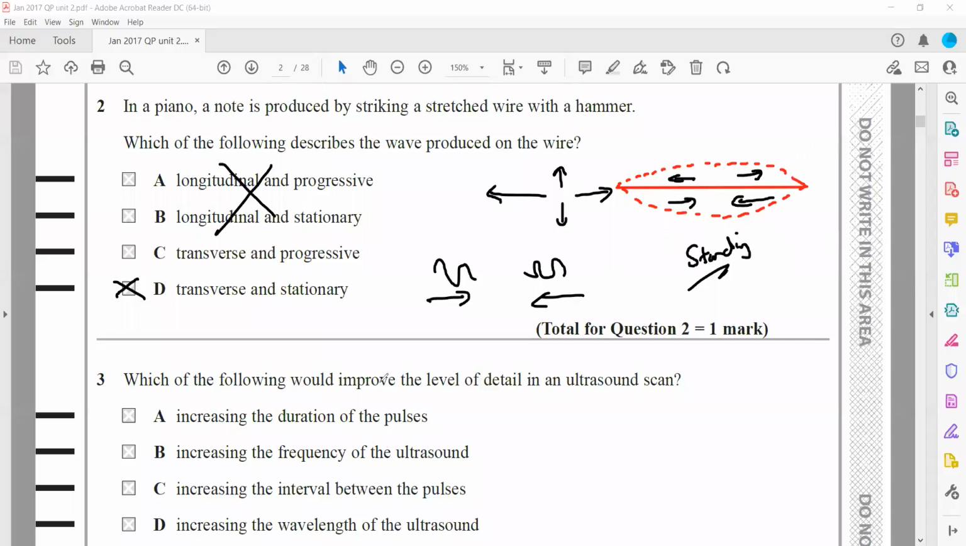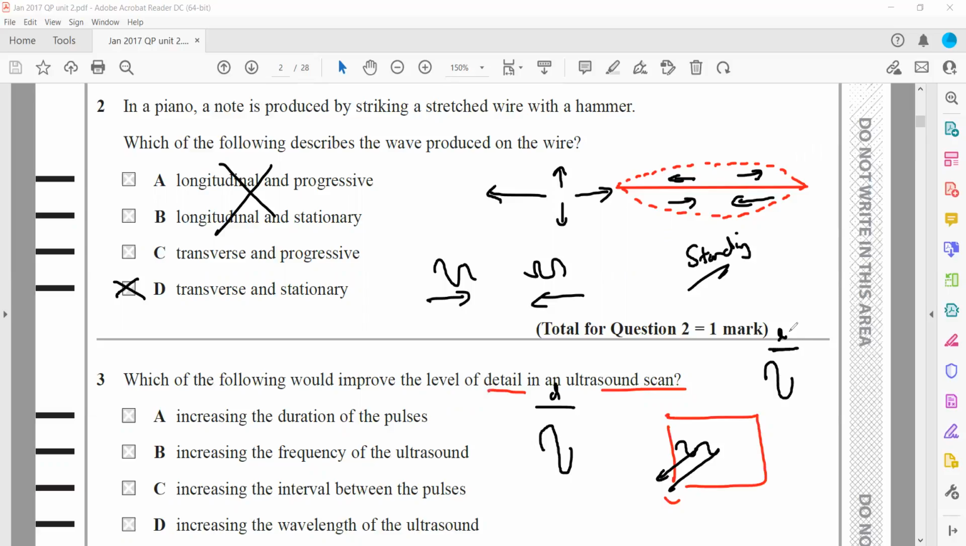In question 3, which of the following would improve the level of detail in an ultrasound scan? So if we want, for example, more points from which the ultrasound wave reflects, the pulse we are using, we should reduce the length of the pulse, because after completing one cycle, part of the pulse is reflected. If you use a shorter pulse, meaning the length of the pulse is small, then we'll get a more detailed image.